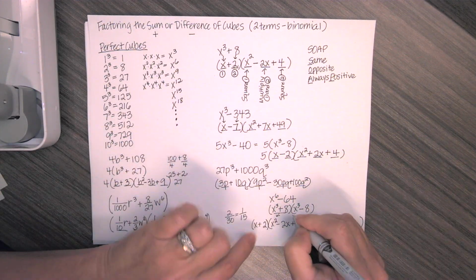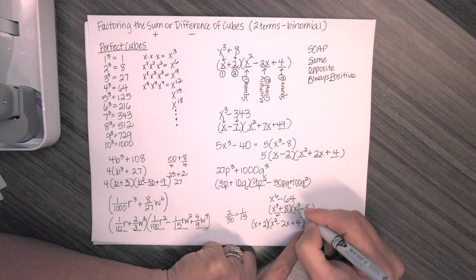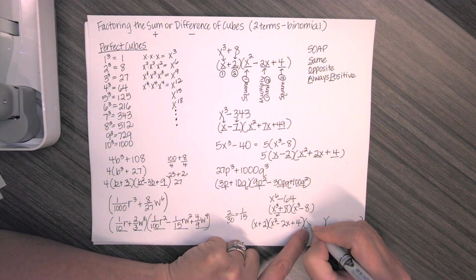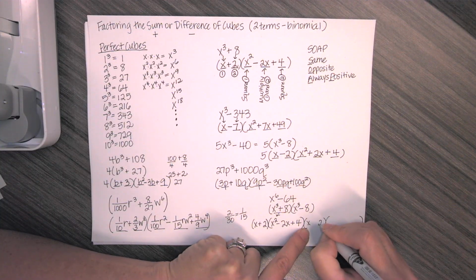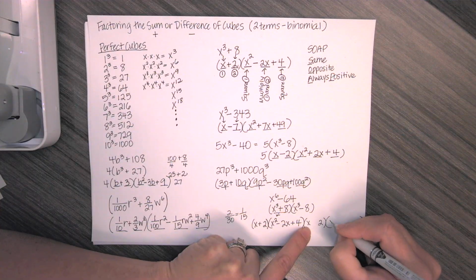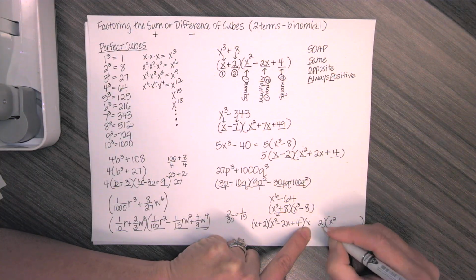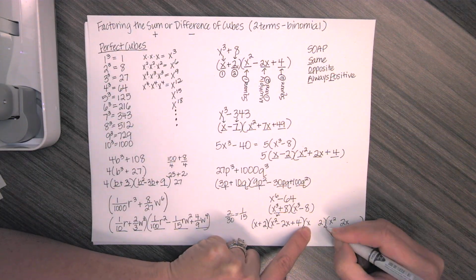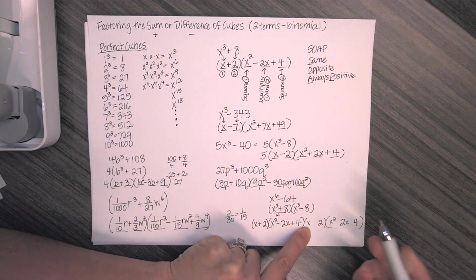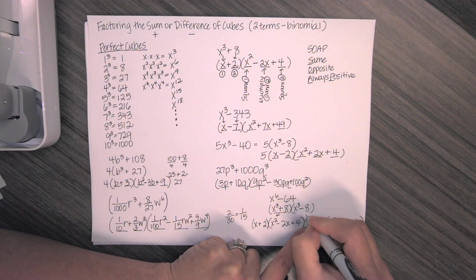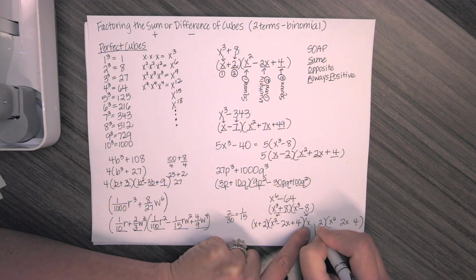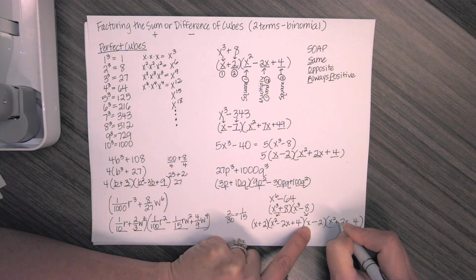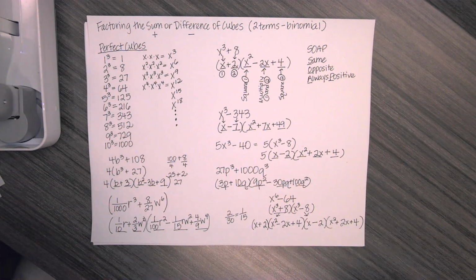All right, now we're going to do x cubed minus 8. Cube root of x cubed is x, cube root of 8 is 2. Square the x, multiply these two together, and square the 2. Fill in the signs with this one in mind. Same as in the problem, opposite of in the problem, always positive.